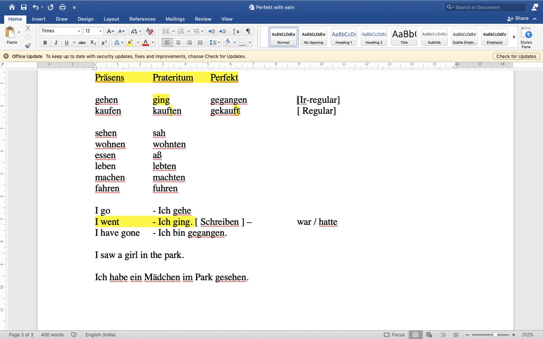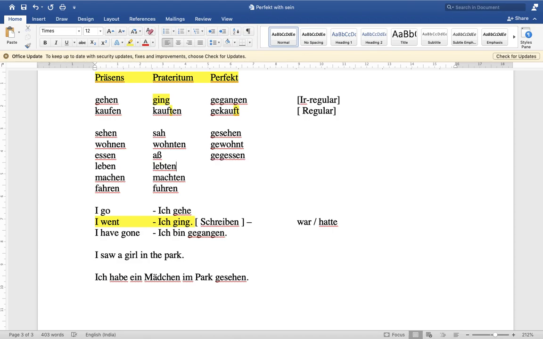T, correct. So, if I have written here gesehen and gewohnt, is this regelmäßig or unregelmäßig? There is no t, na? There is no t. So, unregelmäßig. Gesehen. Clear? Similarly, wohnen. So, wohnen, regelmäßig or unregelmäßig? Regelmäßig. Because this is gewohnt. Clear? Next, essen. Unregelmäßig. Perfect is gegessen.